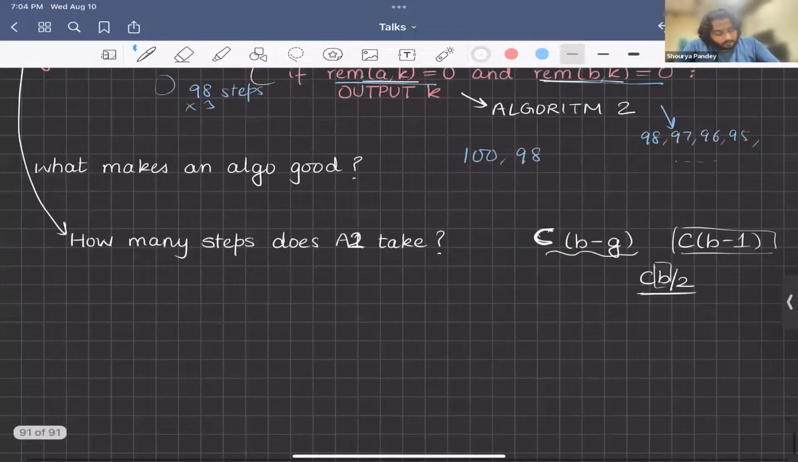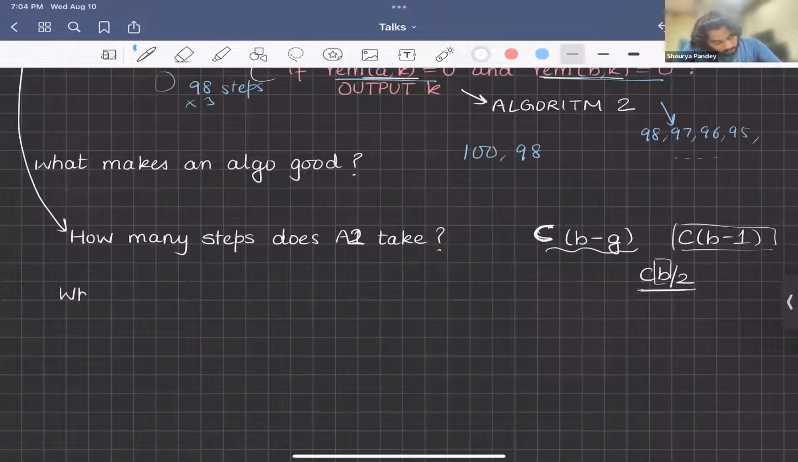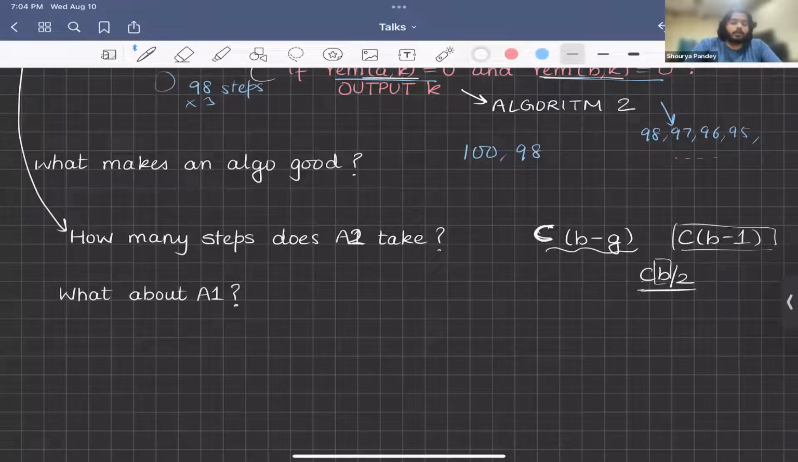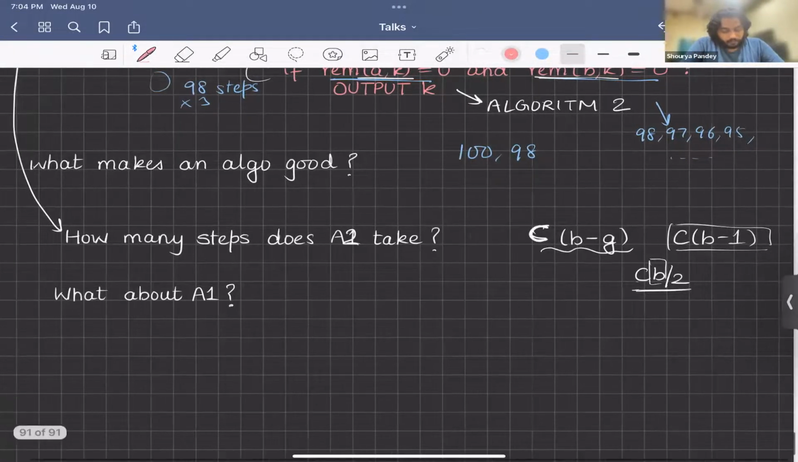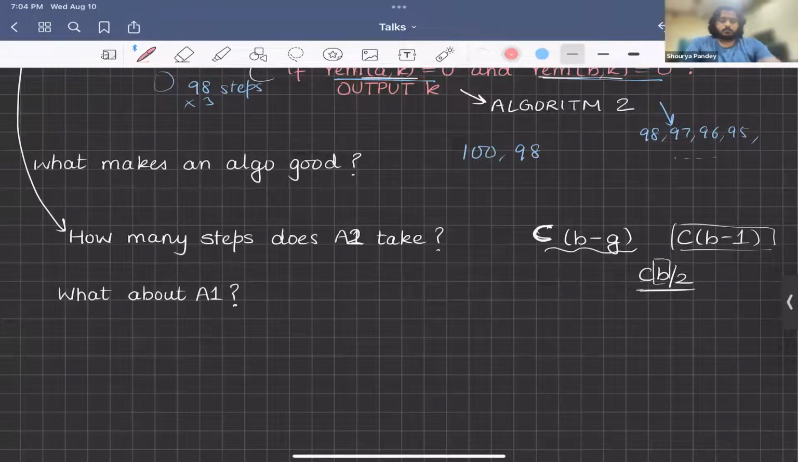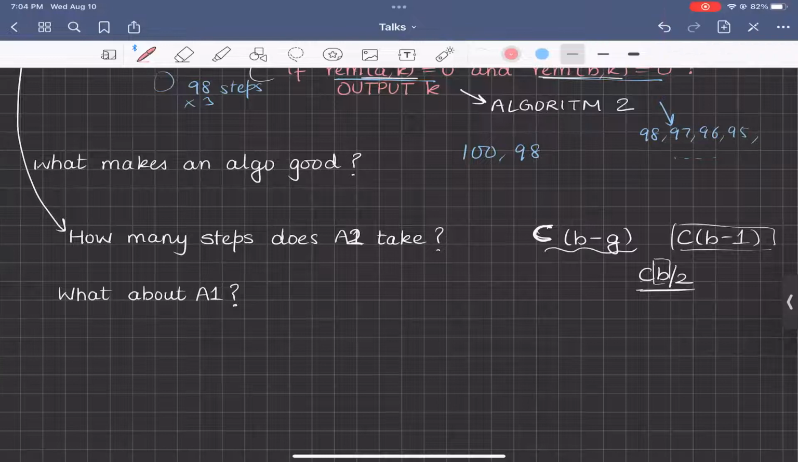Let's talk about the first algorithm, A1. Can you think about how many steps the first algorithm takes? Any upper bound is fine, you don't need to be exact.